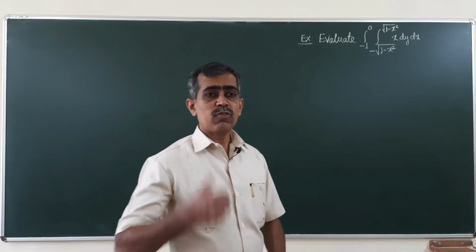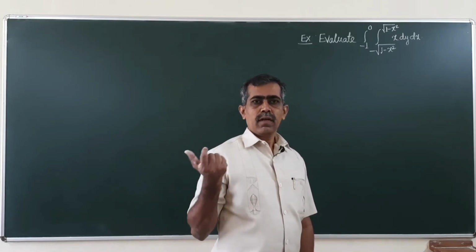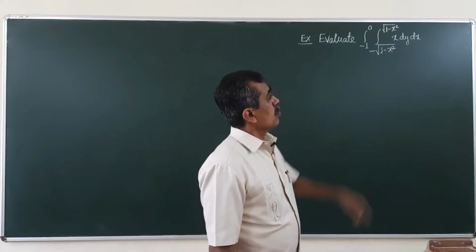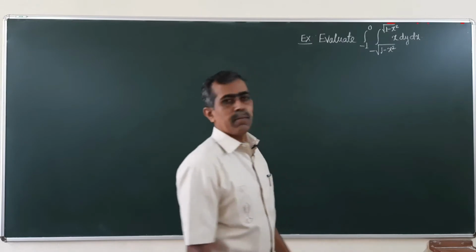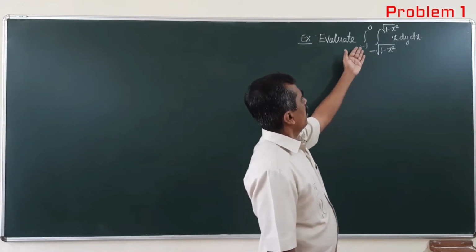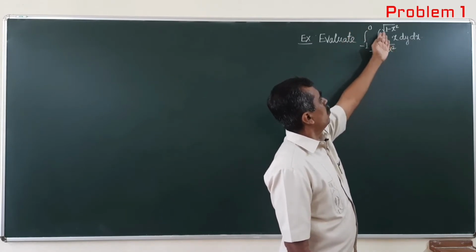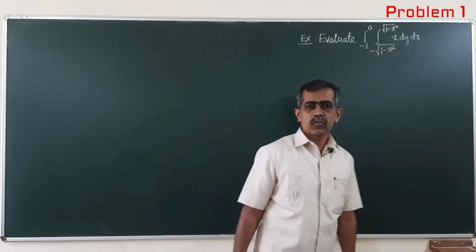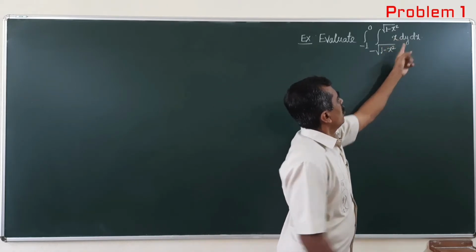So now we will use these basics, or this logic of converting Cartesian coordinates to polar coordinates, to do some problems on double integrals. See the integral from minus 1 to 0, integral from minus root 1 minus x square to root 1 minus x square, x dy dx.